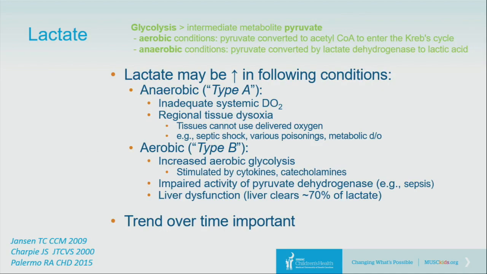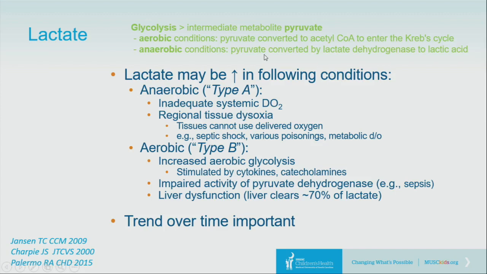So what about lactate as a monitor for low cardiac output states? Just a reminder that lactate comes from pyruvate in states of anaerobic metabolism. During glycolysis, pyruvate is produced. In aerobic conditions, pyruvate is converted to acetyl-CoA and enters the Krebs cycle, whereas in anaerobic metabolism, so in states of shock, pyruvate can be converted to lactate by lactate dehydrogenase to lactic acid.